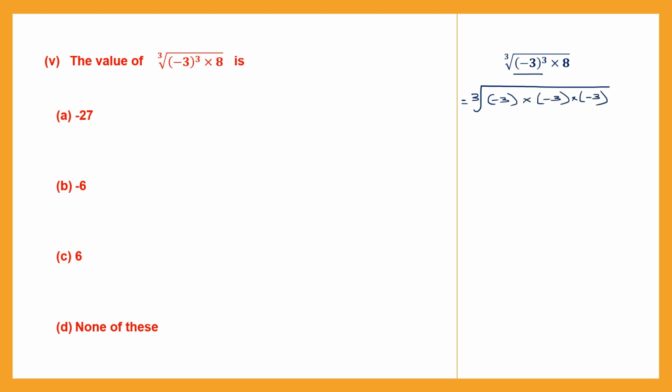Now look at the other part, into 8. Now what is the cube root of 8? 2 into 2 into 2. So now what we're going to do is we're going to take a triplet. So this is a triplet and this is a triplet. So now what do we have? We have minus 3 into 2, which is minus 6. So minus 6 is our answer. And that, as you can see, is option B, minus 6.